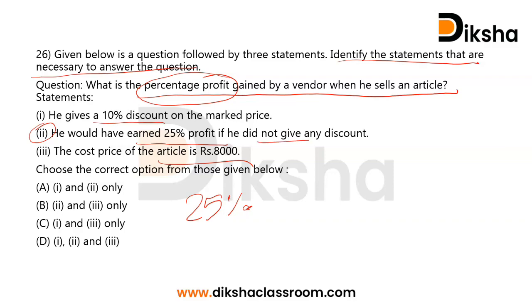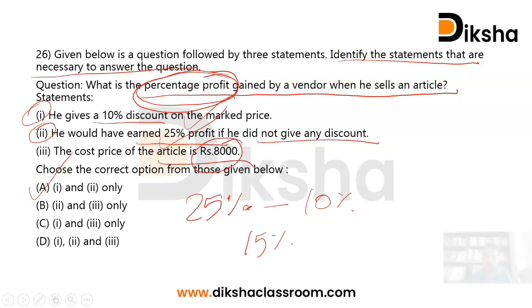So there is a particular clause regarding discount, which is explained in point number 1. He gives a 10% discount on the market price, which means 25% profit minus 10% discount. We can say almost 15% profit will be there. Definitely, this value is important only if we want to find that particular value or cost. But here, the only question is regarding the profit percentage. So you can get the answer for the profit percentage by considering statement 1 and statement 2.